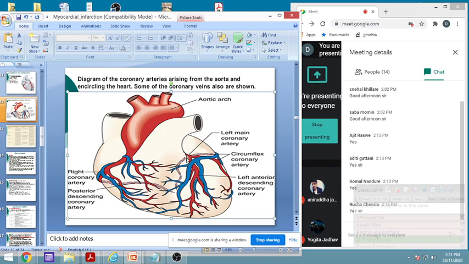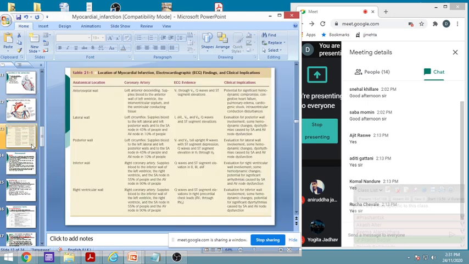So if it is the left main coronary artery, then it may cause a bigger area of damage, and that can even lead to death of the person, because that is a very big area. It will not allow the heart to pump blood from the left ventricle. So accordingly we can have classifications on the basis of various locations, the various classes of myocardial infarction.